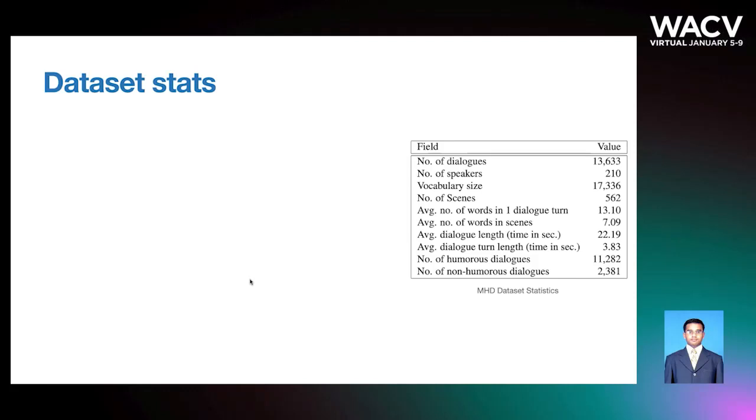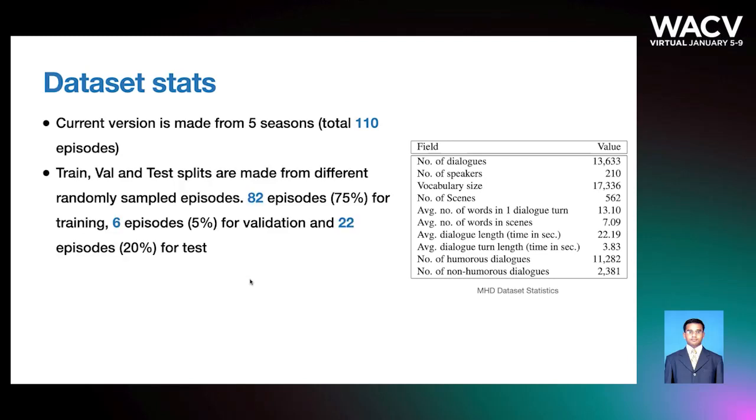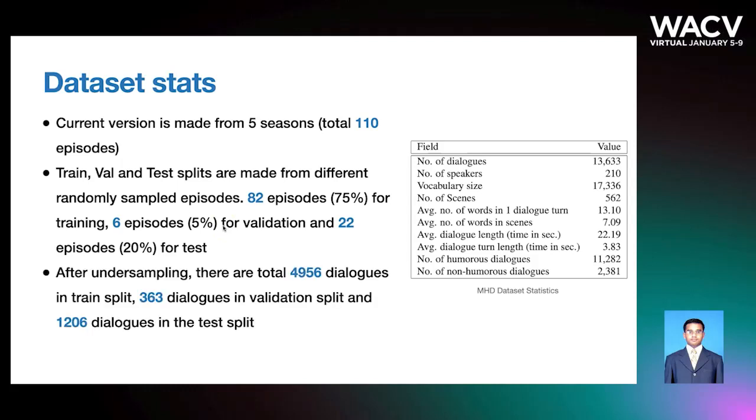Now some dataset stats. The current version is made from 5 seasons, having 110 episodes, from which 82 episodes were used for training, 6 for validation, and 22 for test, which amounts to around 5,000 dialogues in the train split, 363 dialogues in the validation split, and around 1,200 in the test split. Some more stats are given in this table and in the paper.